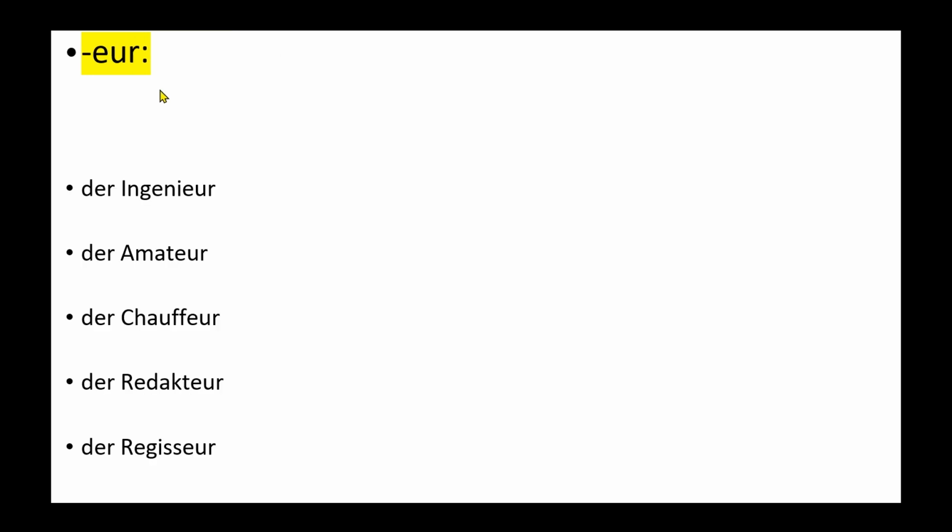We have AUR, with EUR in English. The ending with this also falls under their category. Der Engineer, der Amateur, der Chauffeur, der Redakteur, der Regateur, all these fall under the masculine category because they have "der" article. Okay, moving on to the next slide.